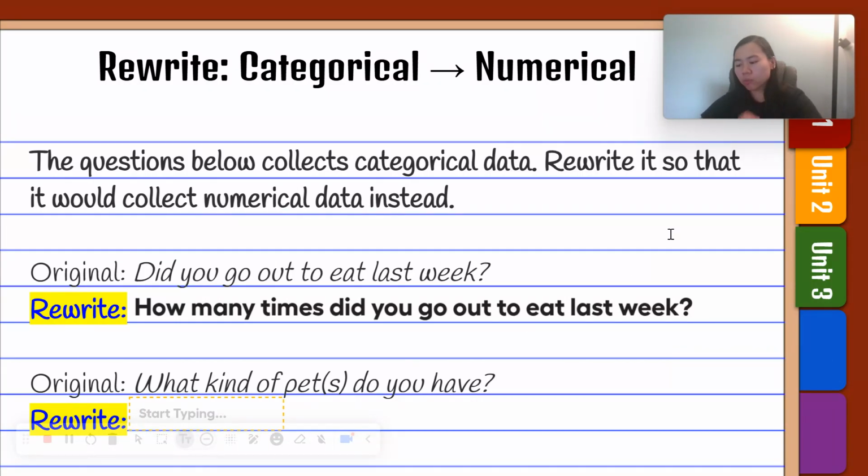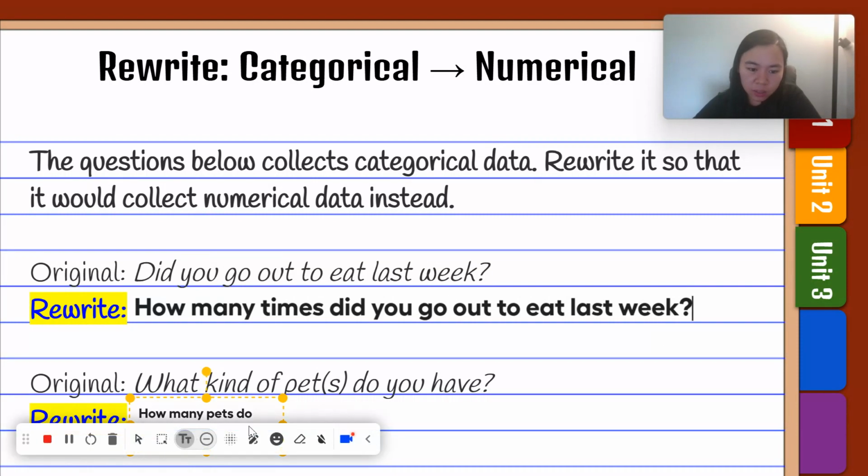Next, what kinds of pets do you have? Kind of like your favorite animal question. What kinds of pets do you have? Dog, cat, bird. I have no pets. How can I rewrite it so that we get some number answers? How many pets do you have? Or you can be more specific.